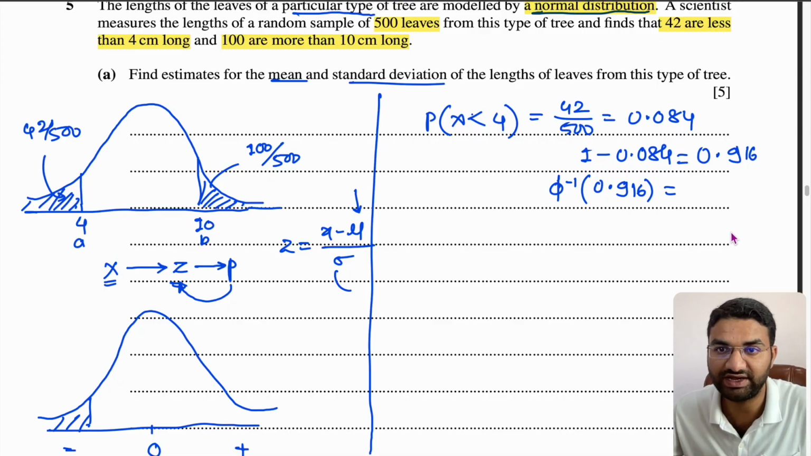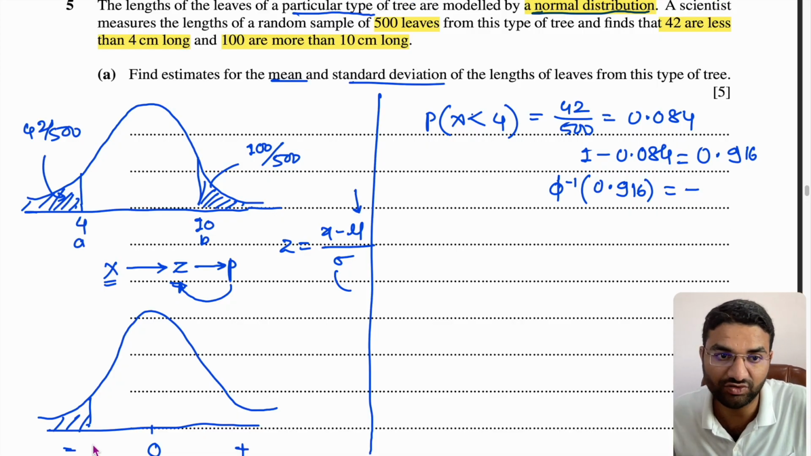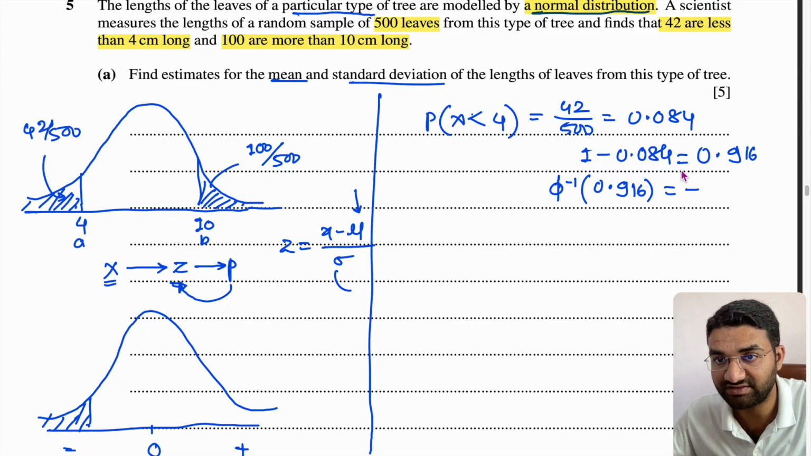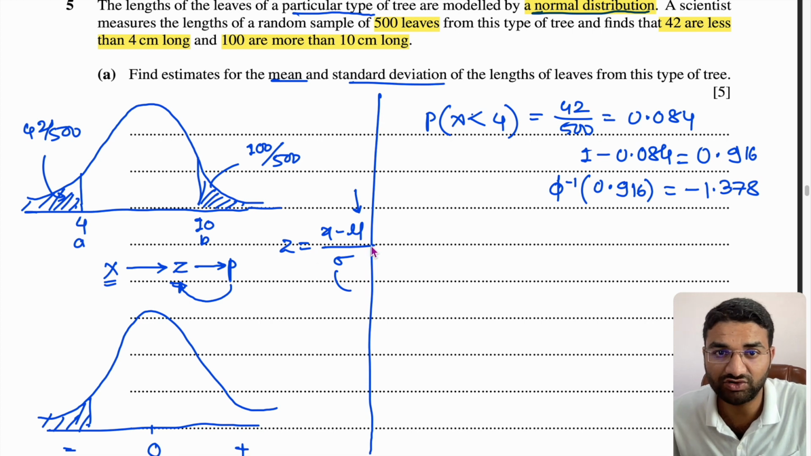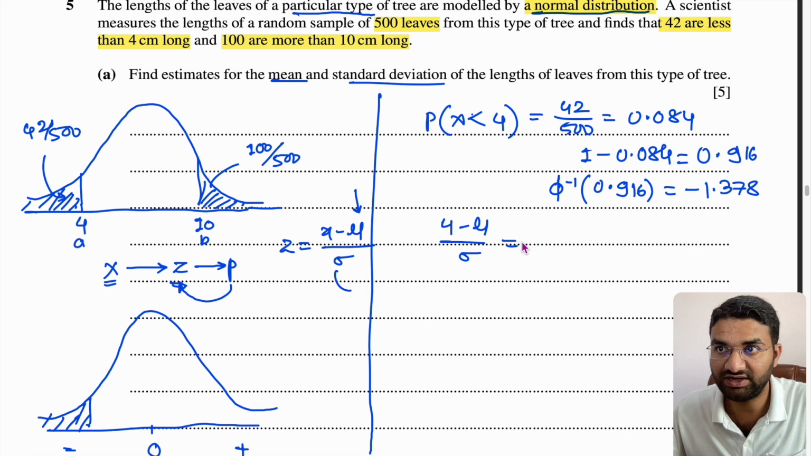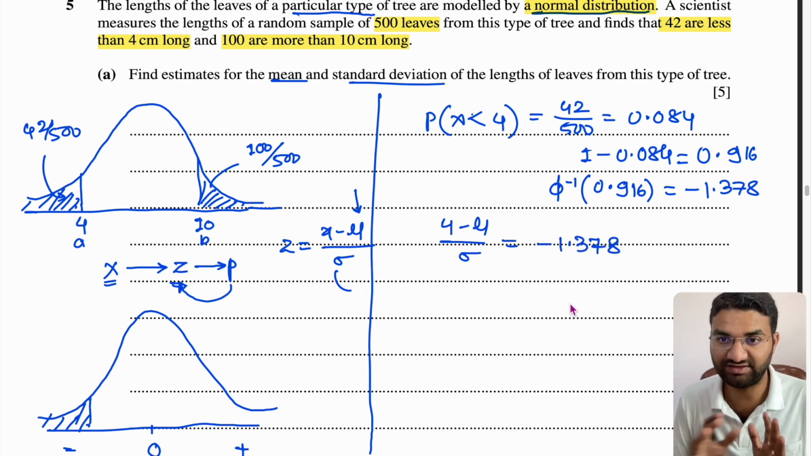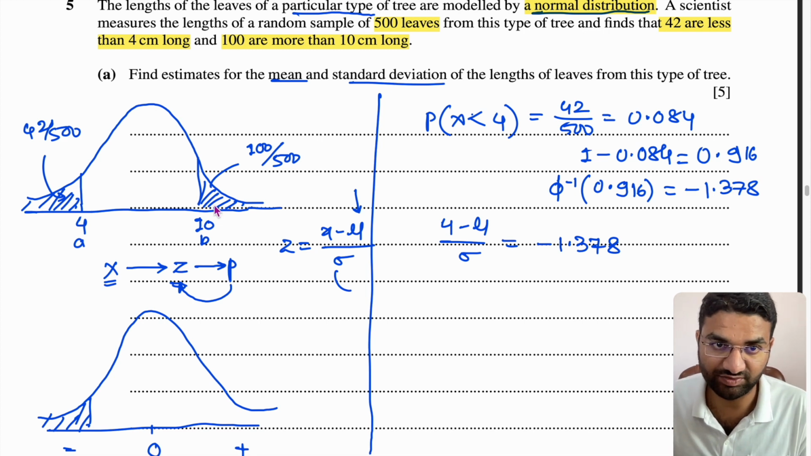You have to write it here, and this is a negative value because it's the left hand side, right, and it is negative 1.378. Now you have to compare this one. Here, 4 minus mu upon sigma is equal to negative 1.378. That's one part. Then you have to find out this part, right?